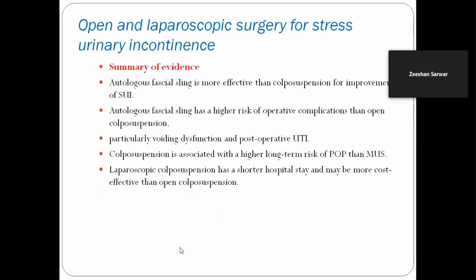After mid-urethral slings, another option is open and laparoscopic surgery for stress urinary incontinence, in which autologous fascial sling is more effective than Colposuspension for the improvement of stress urinary incontinence. Autologous fascial sling has a higher risk of operative complications than open Colposuspension, particularly voiding dysfunction and post-operative urinary tract infection. And Colposuspension is associated with higher long-term risk for prolapse than the mid-urethral slings. Laparoscopic Colposuspension has a shorter hospital stay and may be more cost-effective than open Colposuspension.